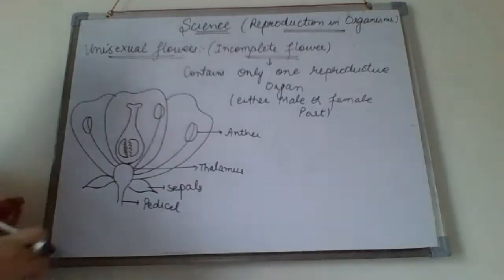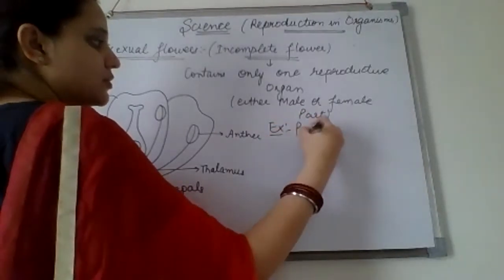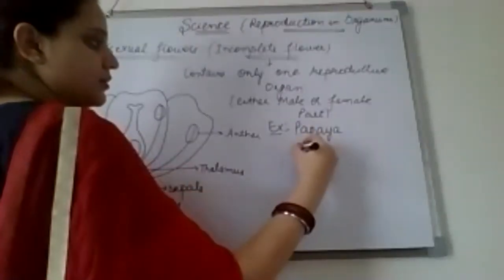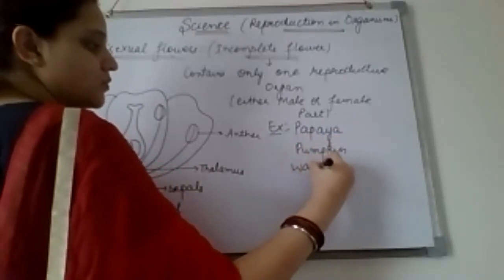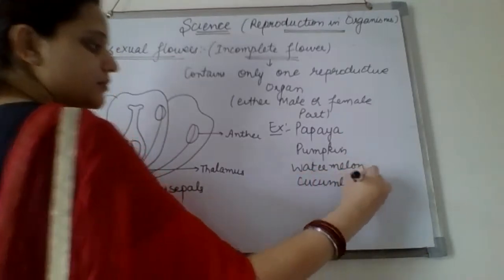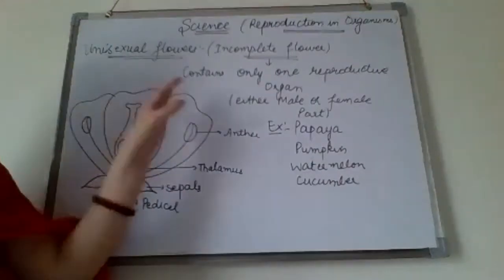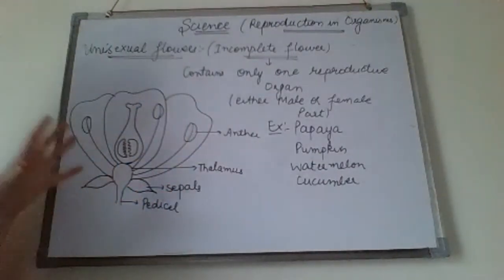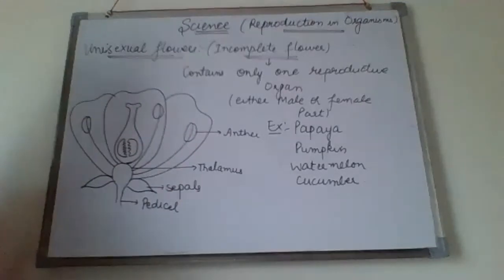So their examples are papaya, pumpkin, watermelon, cucumber, right? So these are basically the incomplete flowers, okay? Because they contain only one type of reproductive organ, either the male part, the stamen, or the female part, the pistil, okay?